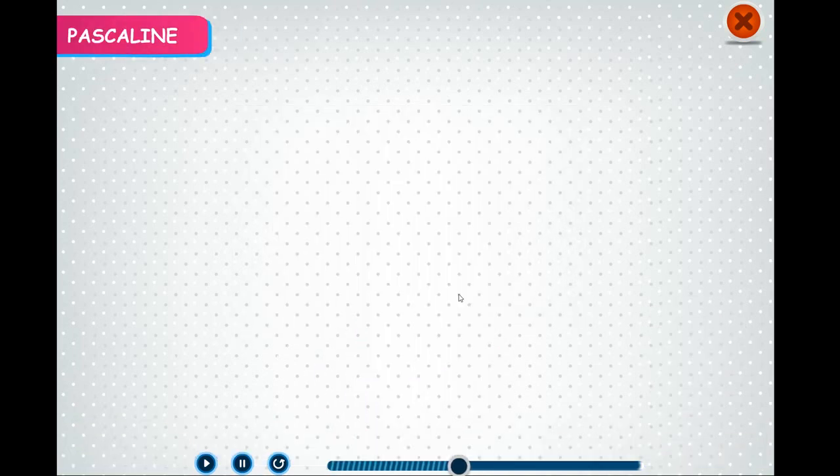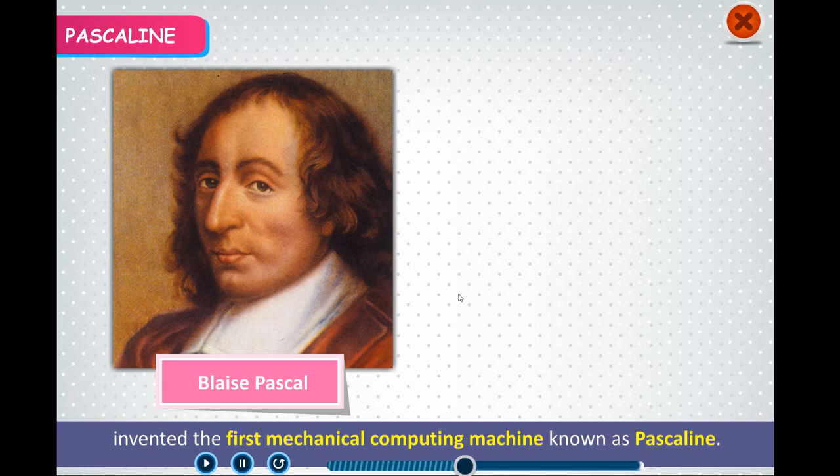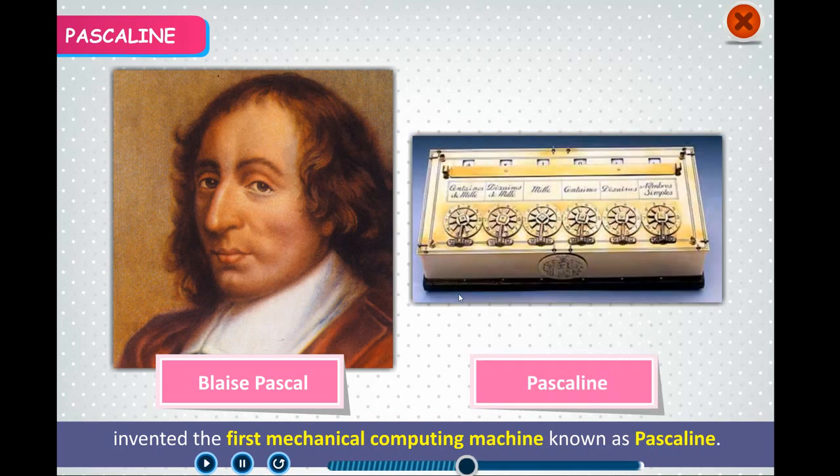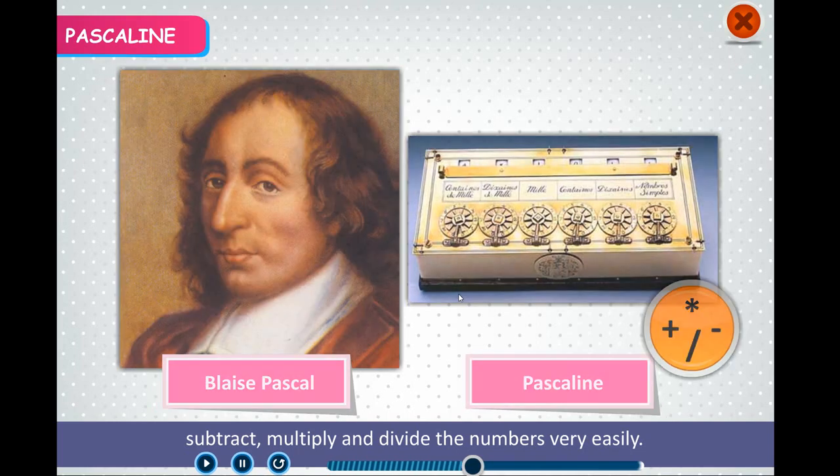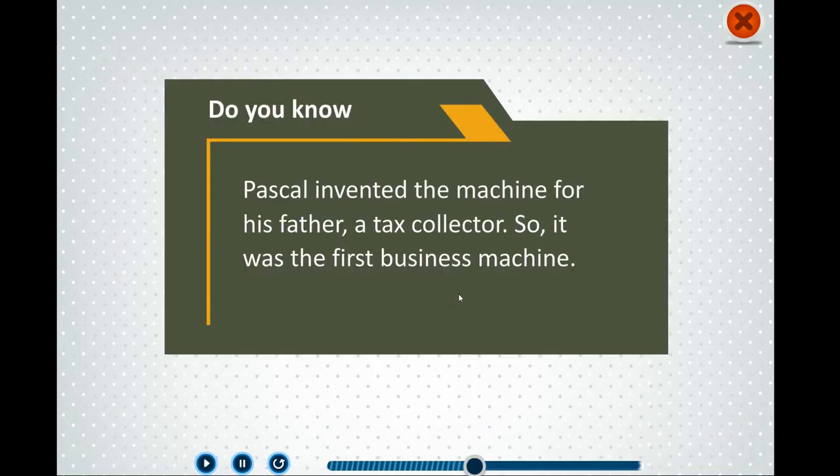Pascaline. In 1642, a French mathematician named Blaise Pascal invented the first mechanical computing machine, known as Pascaline. It consisted of a box with movable gears that could add, subtract, multiply and divide the numbers very easily. Do you know, Pascal invented the machine for his father, a tax collector. So, it was the first business machine.